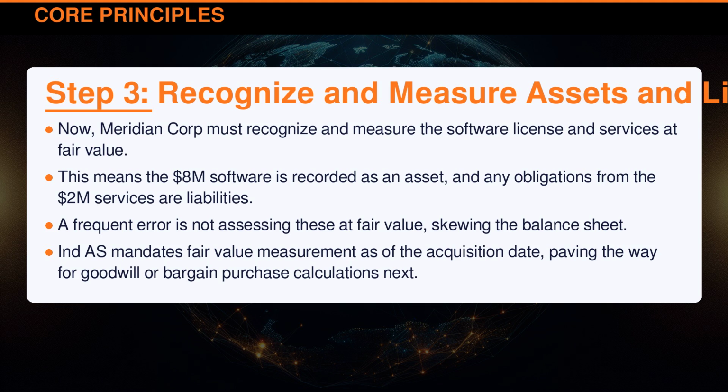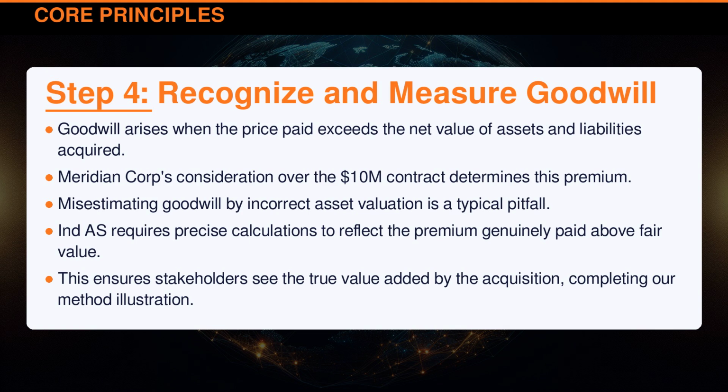calculations next. Goodwill arises when the price paid exceeds the net value of assets and liabilities acquired. Meridian Corporation's consideration over the $10 million contract determines this premium. Misestimating goodwill by incorrect asset valuation is a typical pitfall. Indian Accounting Standard requires precise calculations to reflect the premium genuinely paid above fair value. This ensures stakeholders see the true value added by the acquisition.